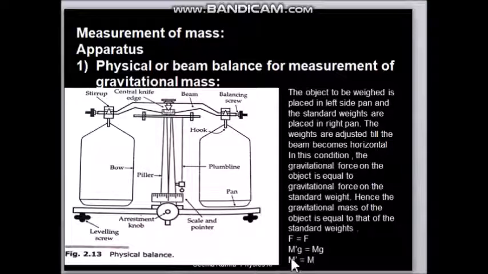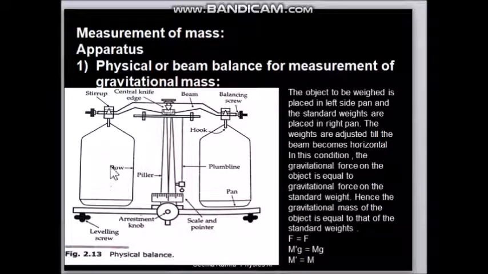This way m dash equal to m we are obtaining. M dash was what? Which was missing. And m is the mass of all standard weights which we have kept here. So this way we measure the mass of any unknown object.